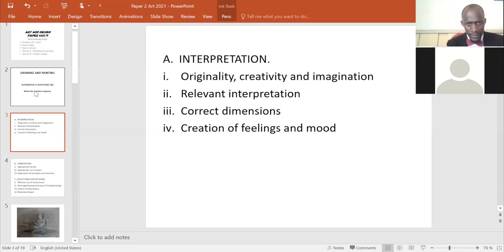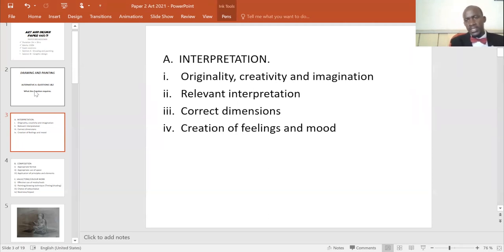Let us see the action of that particular composition, and the learners should limit themselves to that composition instead of paying attention to other elements that do not add value to the action. So the center of the action is more important than any other elements the learners would wish to add to the composition. That helps the candidate in creating the feelings and the mood in a particular artwork.